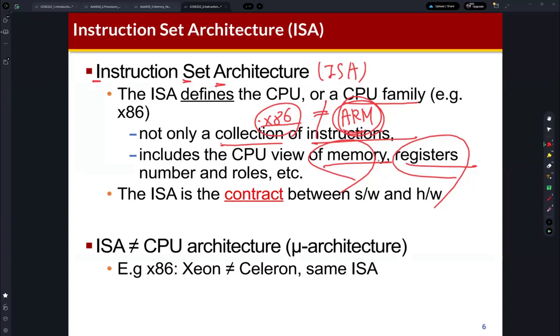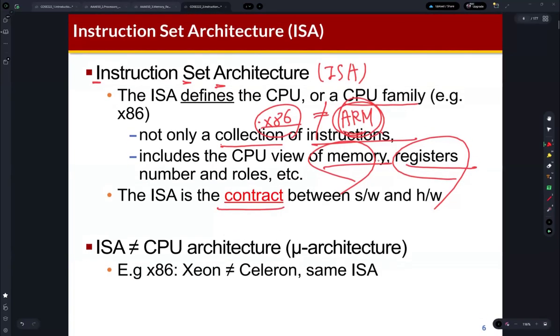So we'll learn about registers later. Okay. So you can think that the ISA is the contract between the software and hardware, right? It's a promise.